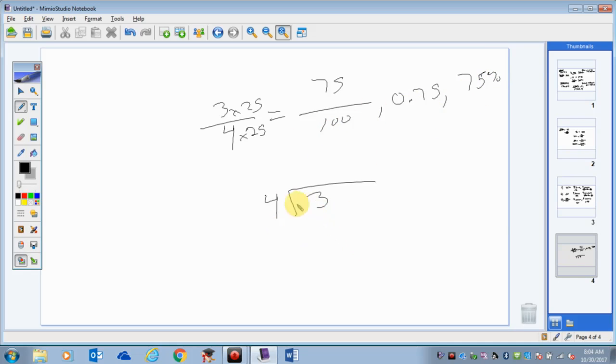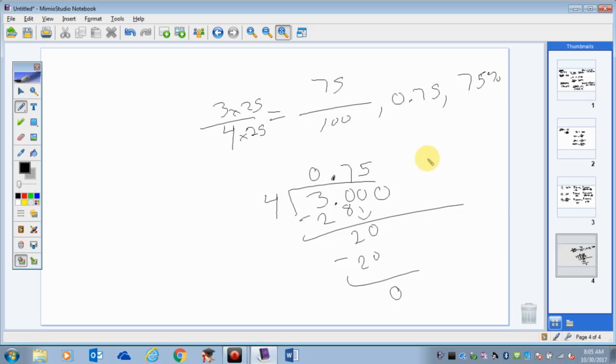Or I can do it this way. 3 divided by 4. Add my decimal and my zeros. 4 will not go into 3. 0. My decimal. 4 will go into 30 7 times. 4 times 7 is 28. 30 minus 28 is 2. Bring down my 0. 4 will go into 20 5 times. 4 times 5 is 20. I get an answer of 0. It terminates. So now I have 0.75. And then to write it as a percent, all I have to do is move it 2 places to the right, and it's 75%. So that's how you do it if it's just a fraction, to where you have to change the fraction into a decimal and a percent as well.